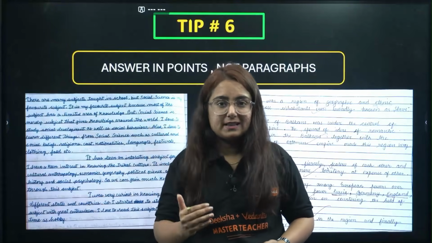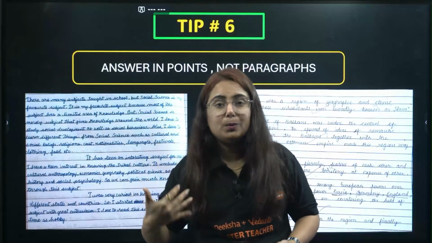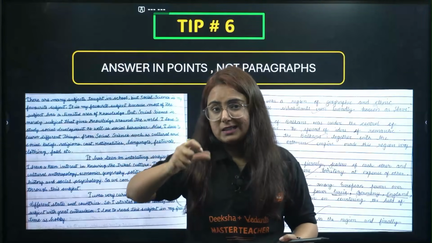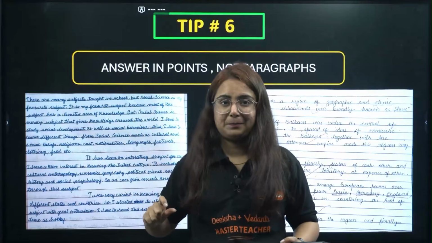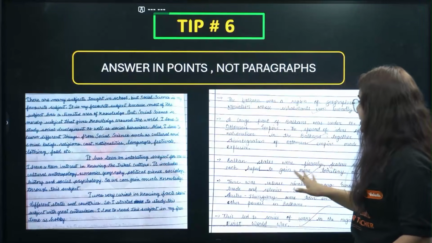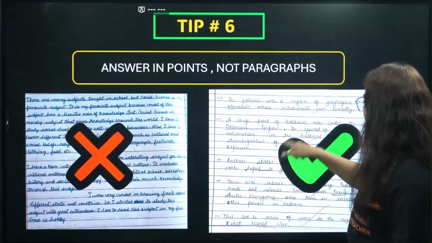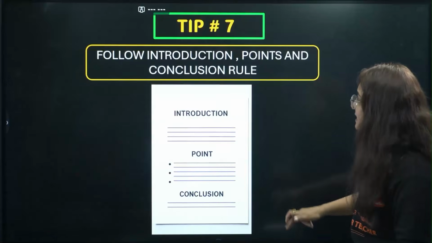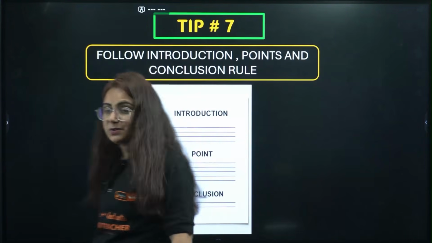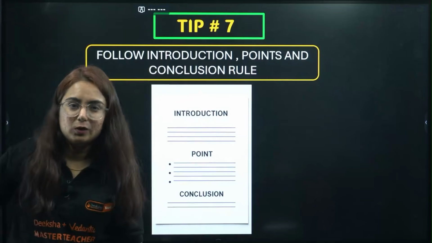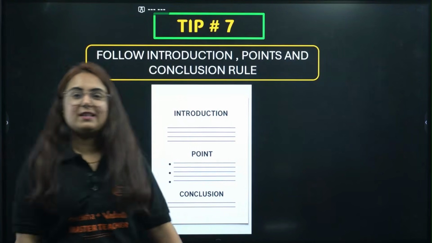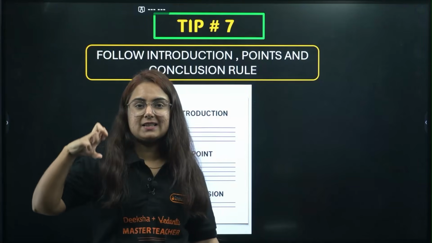Break the points. If you are unable to understand how to break the points, every 2 lines, change the point. Whenever you find that something different is coming, go to the next line. Okay, differentiate your points, write in points. Don't write like this, write like this. Get it? Follow the introduction, points and conclusion rule. Yes, this is very important. IPC rule. IPC ki dhara, not that one. Okay. IPC rule: introduction, points, conclusion.